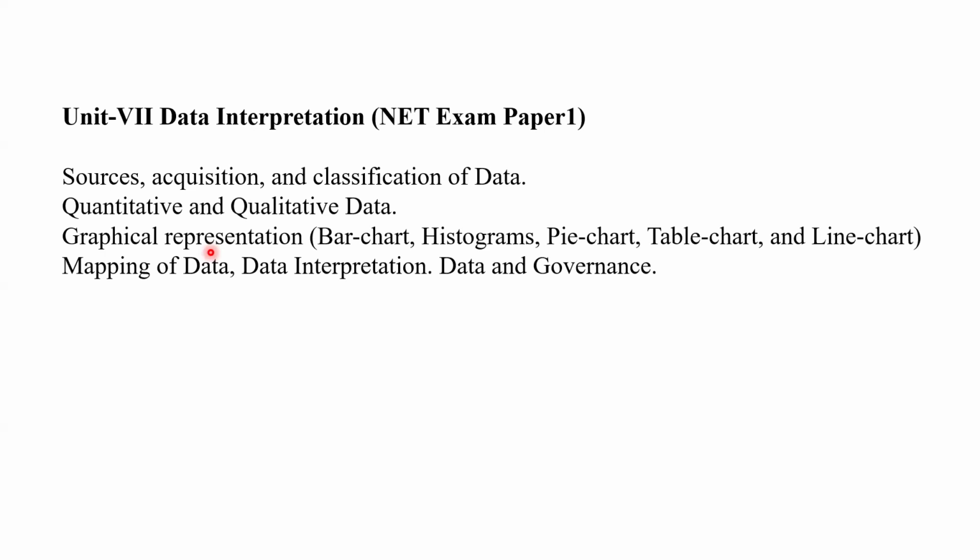For the past many years, data interpretation was majorly concentrated on bar chart and table chart. Mainly, the first preference goes to table chart, second preference goes to pie chart, third preference goes to bar chart, and rarely they'll ask histogram and line chart. So let's begin with the data.